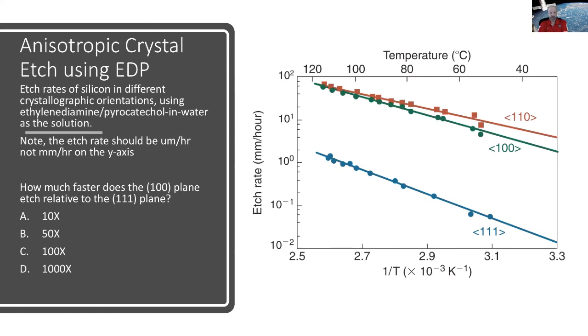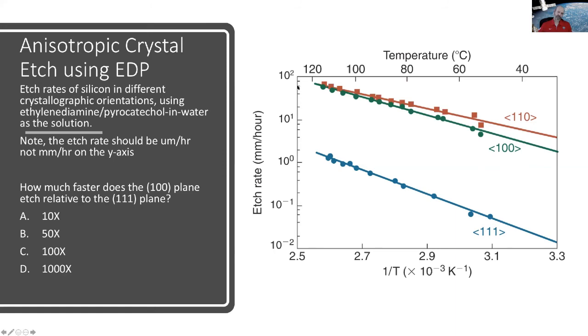Okay. And you're already answering the questions. How much faster does the 100 plane etch relative to the 111 plane? So you can see the distance is relatively the same. You can just look at one line. Here I'm going from about 10 to the 0, all the way to 10 to the 1. This would be 2. Let's see, 1, 2, 3, 4, 5. So this would be 10 millimeters per hour. I think this is 40.